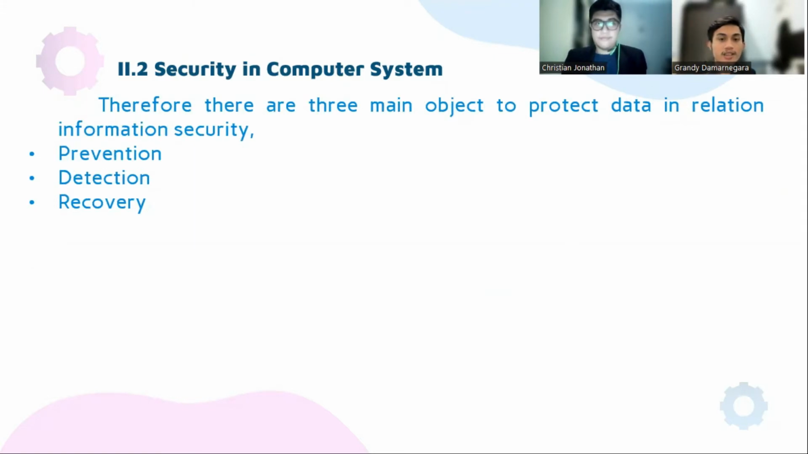Security in computer systems. Therefore, there are three main objectives to protect data in information security. First, prevention. Prevention is a system that monitors network traffic and alerts for suspicious activity. It also takes action against suspicious activity. Accessing information and data from personnel or a company must be proper. It is better to prevent than to pursue or prosecute.